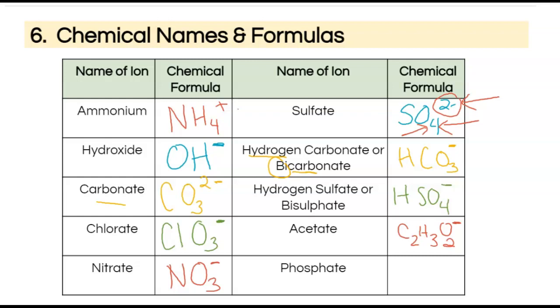Okay, last I have phosphate. So phosphate is PO4, with a 3- charge. Okay, that's phosphate. So now that we have our polyatomic ion chart filled in, a good idea would be to take a photo of this chart if you don't have it written down somewhere, but you really do need to have this handy for what we're about to do next.